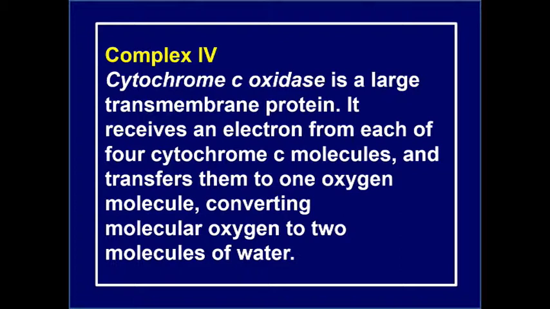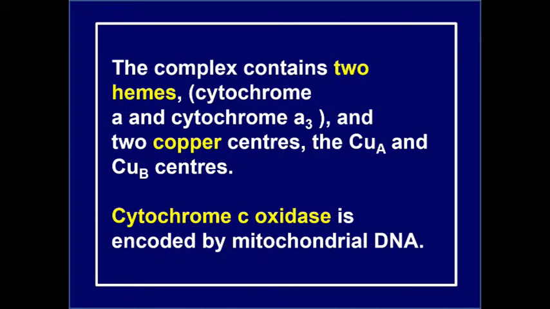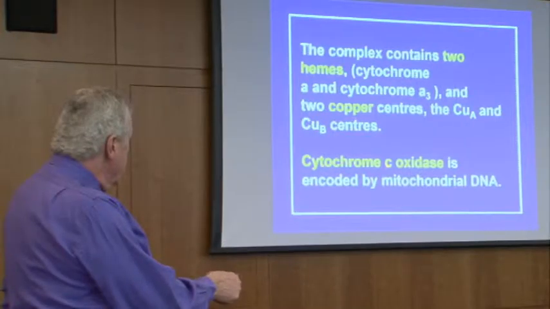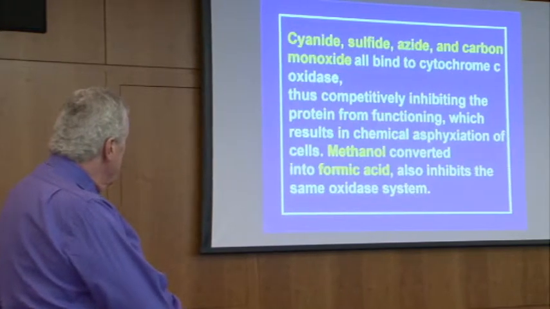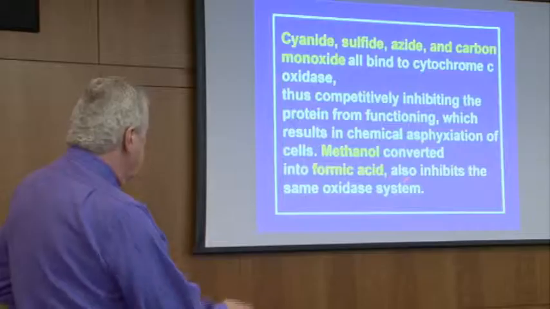Complex 4 is known as cytochrome C oxidase. It's a large protein. It receives an electron from each of the 4 cytochrome C molecules. Itself it is made of cytochrome. The complex contains 2 hemes. Cytochrome C oxidase is encoded by the mitochondrial DNA. Cyanide, sulfide, azide, and carbon monoxide all bind to cytochrome C oxidase, that's complex 4, thus competitively inhibiting the protein from functioning, which results in chemical asphyxiation. Methanol converts into formic acid, which also inhibits the same oxidase system.